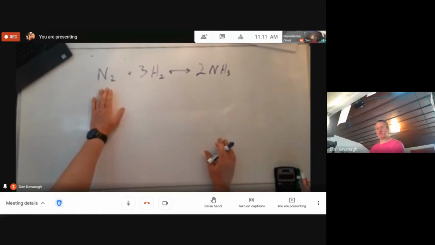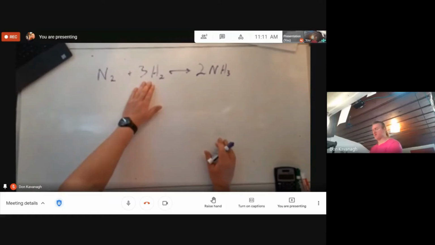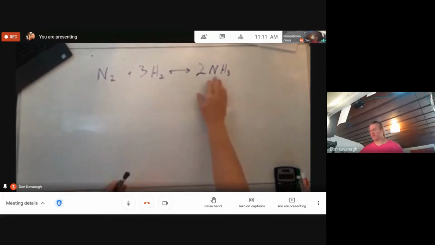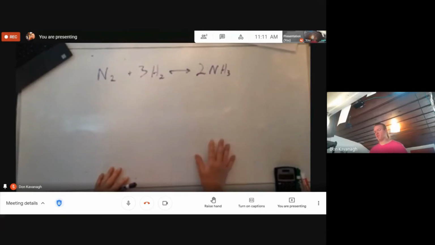This is nitrogen gas combining with 3 equivalents of hydrogen gas to form ammonia, NH3. And we have a balanced chemical reaction here. This is a combination reaction. So to calculate the equilibrium constant, we need to know the molarities. We know some stuff about this reaction right here.